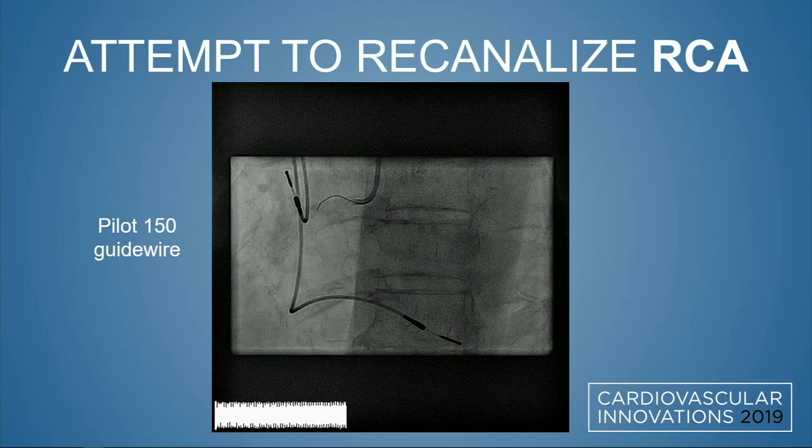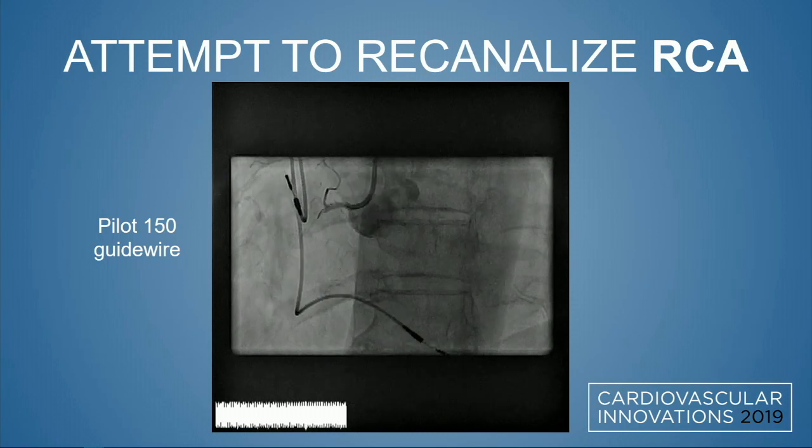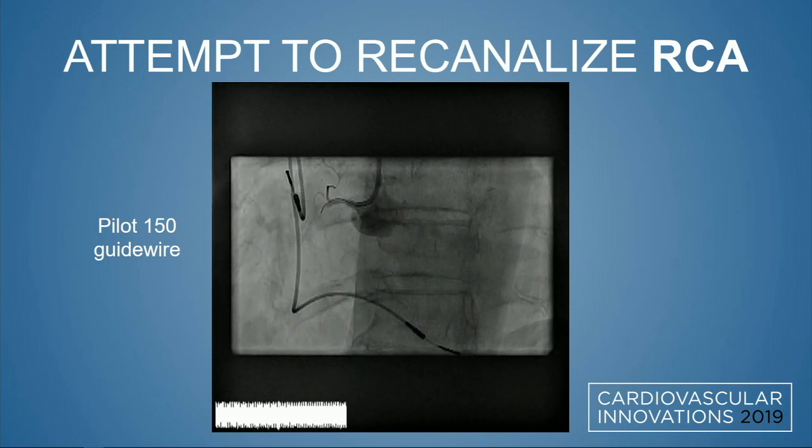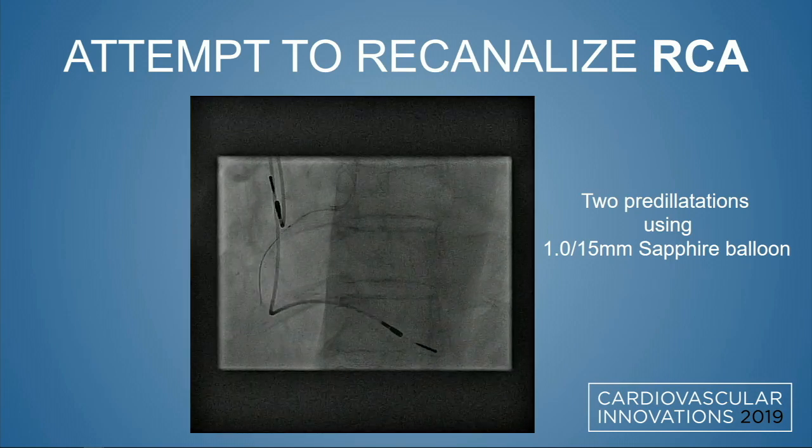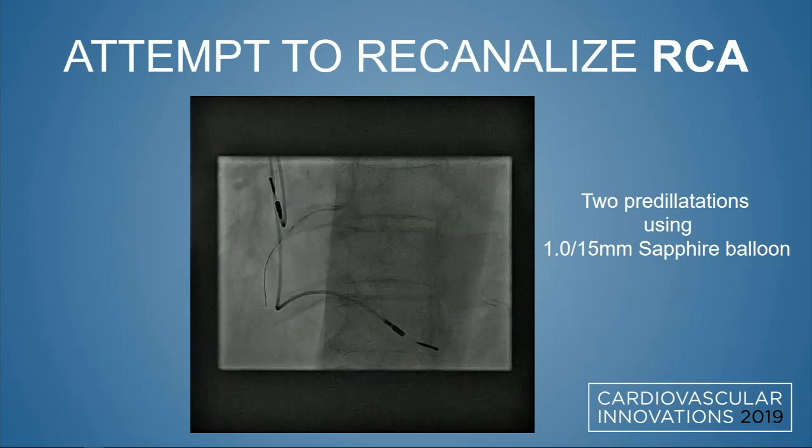Initially we had problems with passing the Pilot 150 guide wire, but then the guide wire passed distally and got stuck in the distal portion of the stented part of the vessel. We decided to perform 2 predilatations with a Sapphire balloon to improve flow to the distal vascular territory.